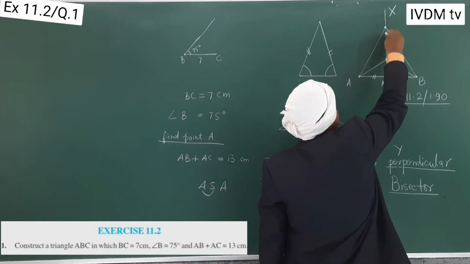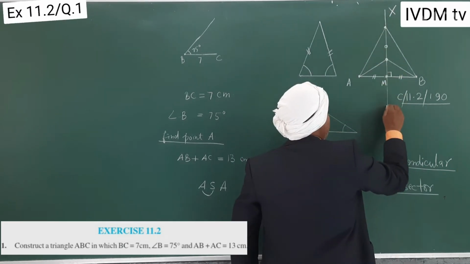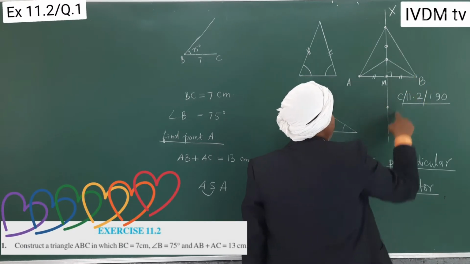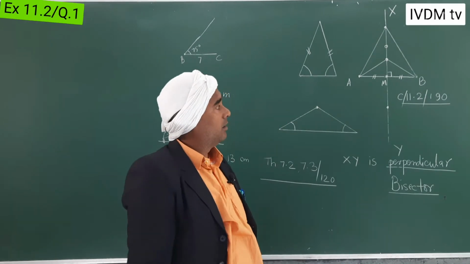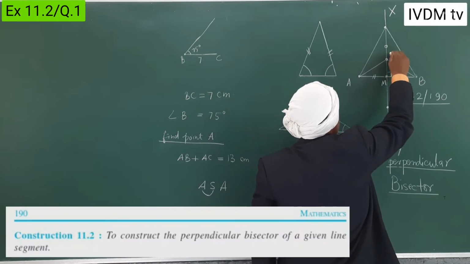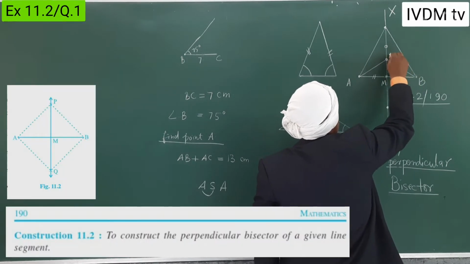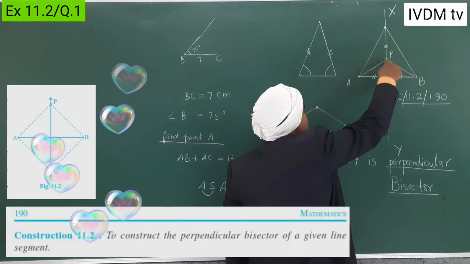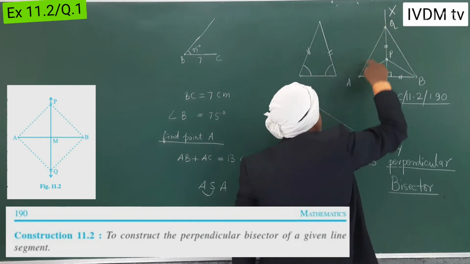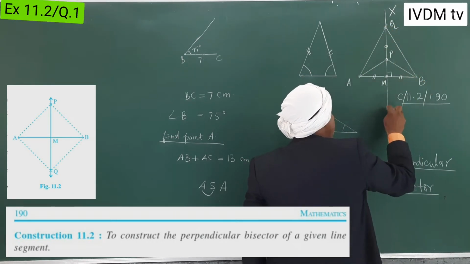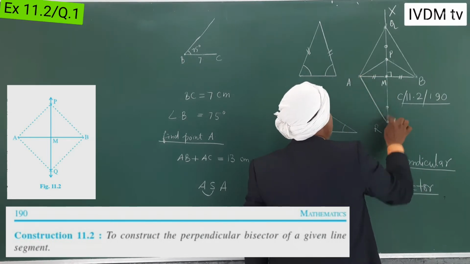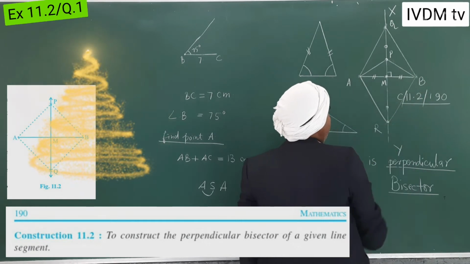All the points which lie on this line will be equidistant from A and B. Suppose I take a point P here, so PA is equal to PB. If I keep Q here, QA is equal to QB. If I take any point R here, RA is equal to RB. This will be equal.